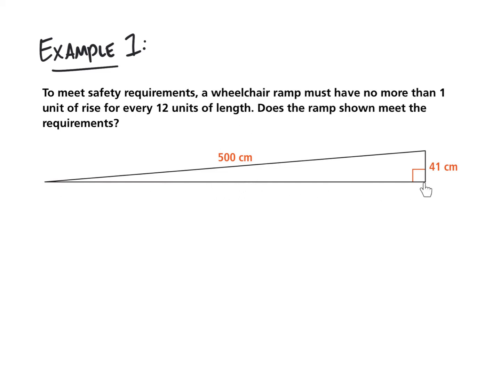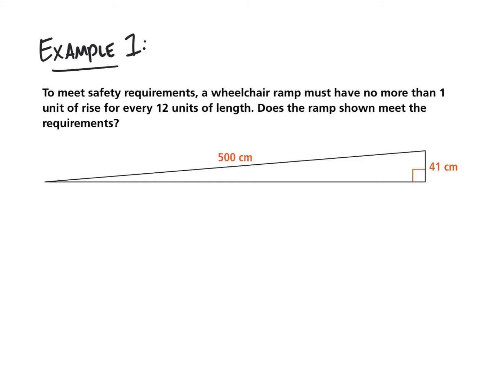And we can see that we have this right triangle representing our ramp, where we know one leg of the right triangle, and we know this side of the right triangle. So I think we can pretty easily find this side of the right triangle. Let's start there, and then we'll see what the answer to our question is.